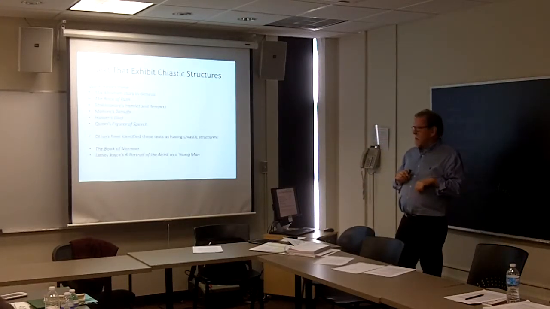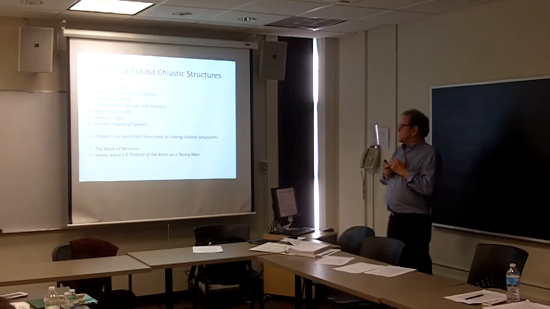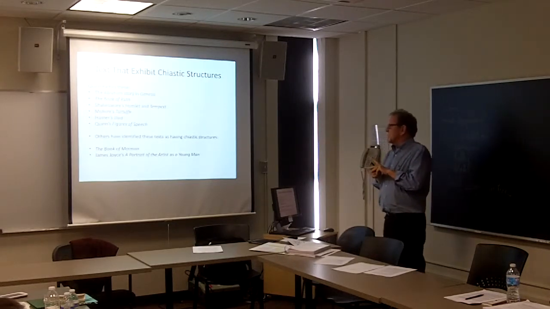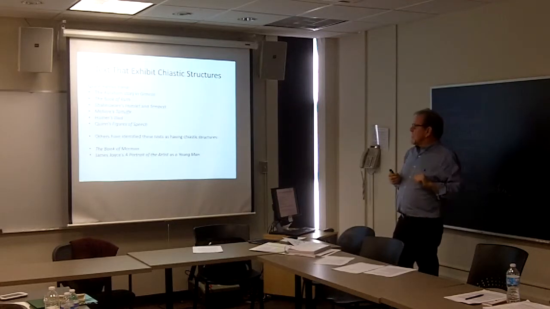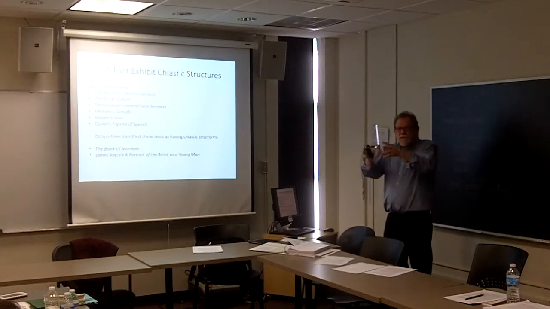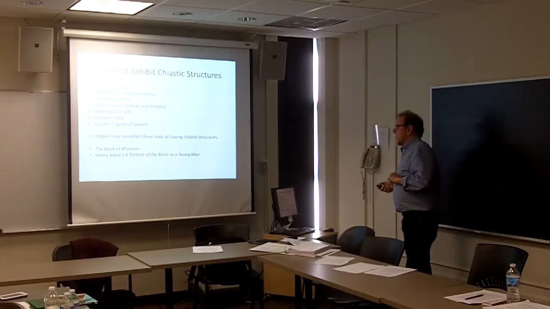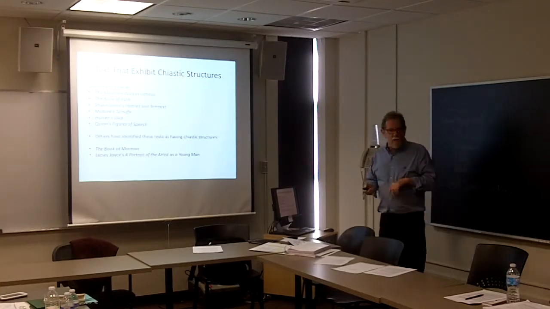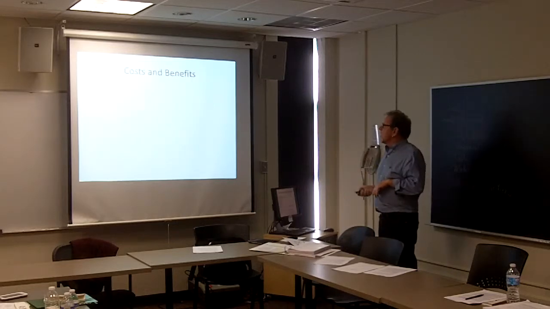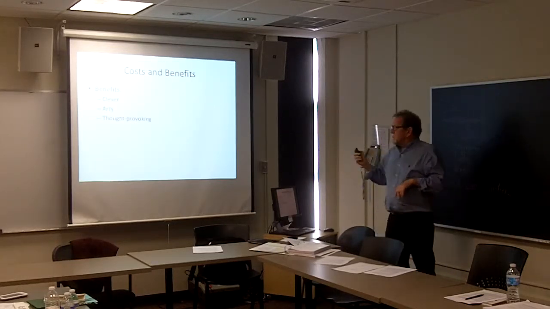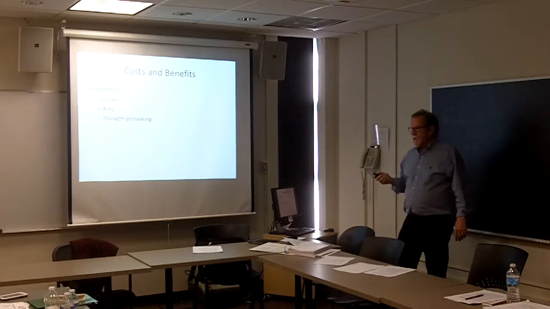Books that Quinn says are chiastic in structure: the Abraham story in Genesis, the Book of Ruth, Hamlet and The Tempest, Moliere's Tartuffe, the Iliad, and his own book, Figures of Speech, he arranged as a chiasmus. Others have identified the Book of Mormon and James Joyce's Portrait of the Artist as a Young Man as having a chiastic structure. The costs and benefits: it's clever, it's arty, it's thought-provoking.